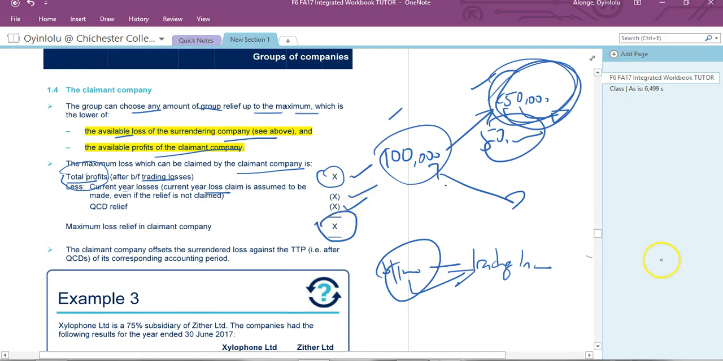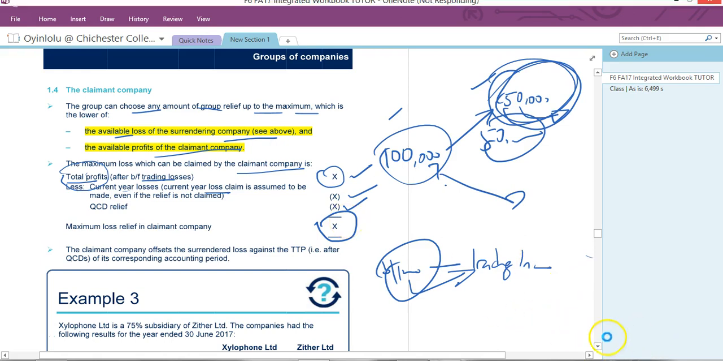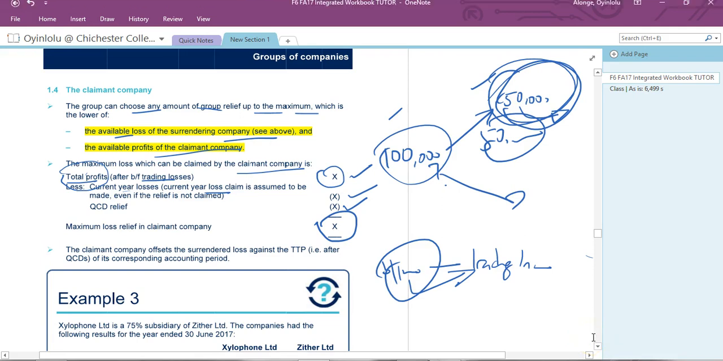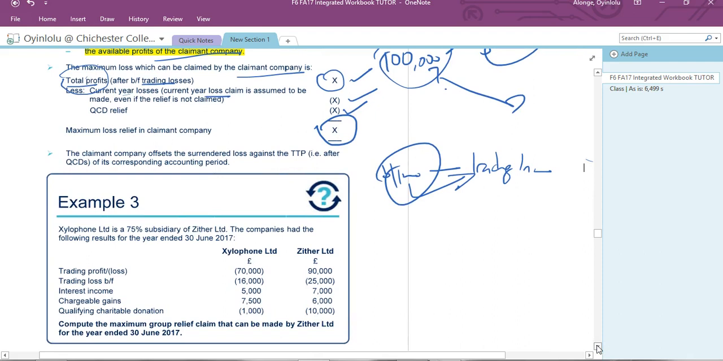So let's do this example, example 3, which is a good one. Okay, right, so we have Xylophone and Ziffer. Xylophone is a 75% subsidiary of Ziffer, and this is the result. So this one has this to surrender, and Ziffer has this to claim. Ziffer is the claimant, Xylophone is the surrenderer.